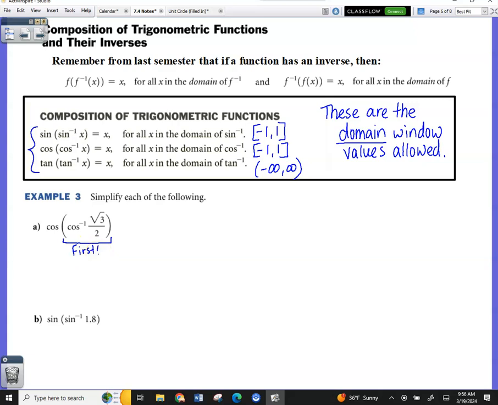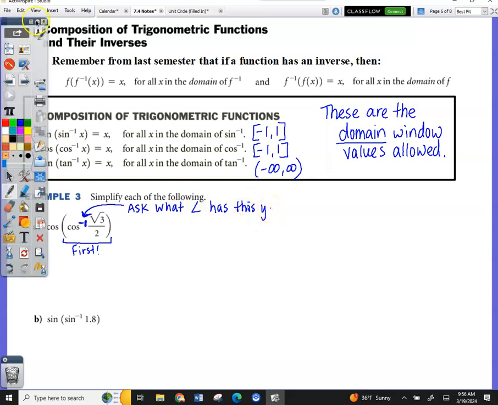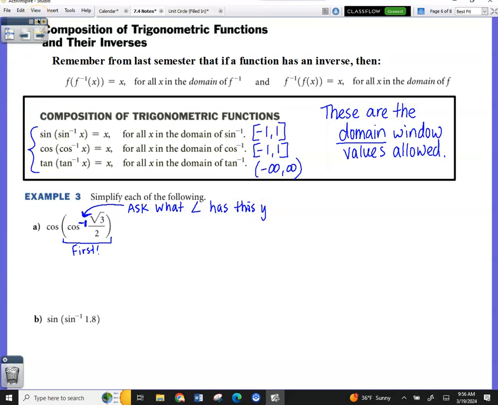Remember this little -1 right here. I'm drawing an arrow to that -1, and I'm going to make it bold. That little -1 is saying, what angle has a cosine value of √3/2? So you're going to ask what angle has this, and in this case it's not the y value, it's the x value, because it says cosine.